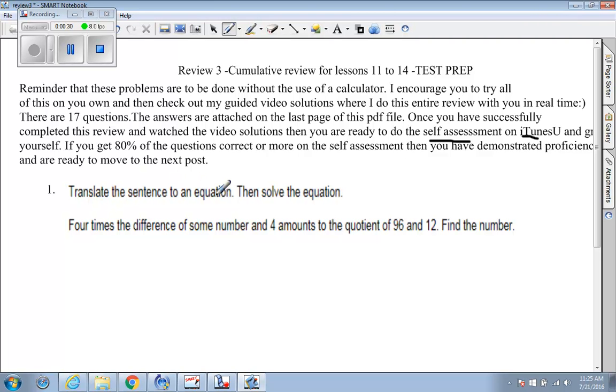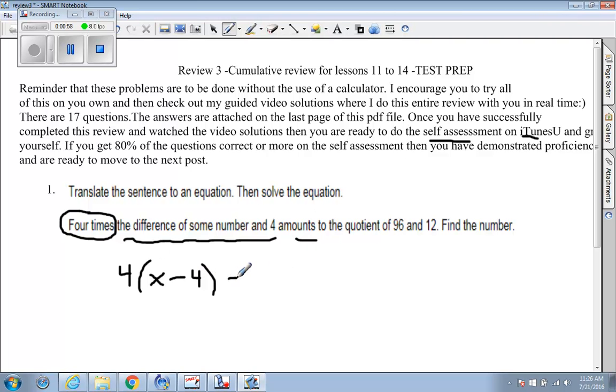Translate this sentence into an equation and then solve the equation. 4 times the difference of some number and 4. Well, I'm going to ignore this 4 times temporarily. How do you say the difference of some number and 4? Okay, so we know that is x minus 4. So the difference of some number and 4, but you want 4 times that difference. So we're going to put a 4 out front of these parentheses.